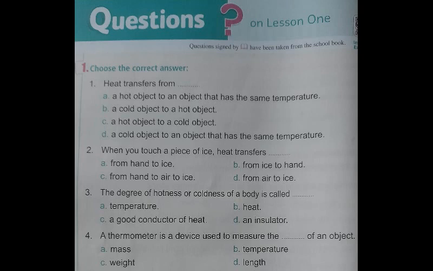Number 1. Heat transfers from A, a hot object to an object that has the same temperature. B, a cold object to a hot object. C, a hot object to a cold object. D, a cold object to an object that has the same temperature.